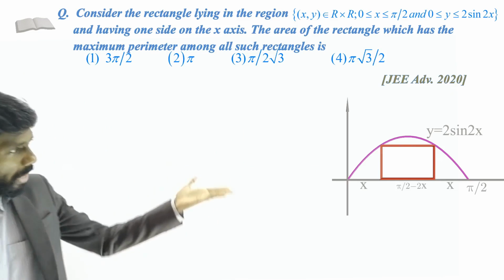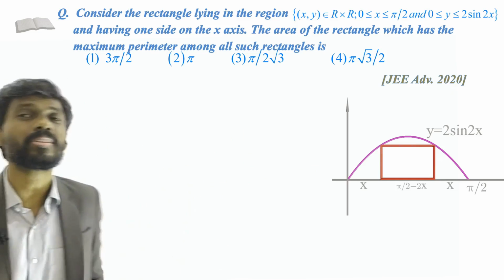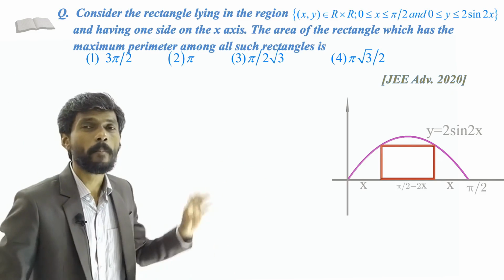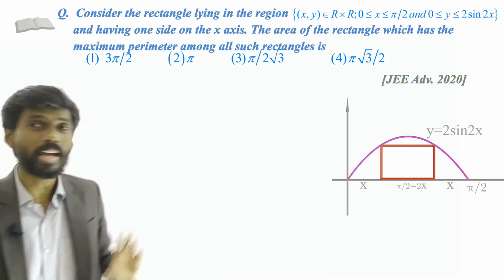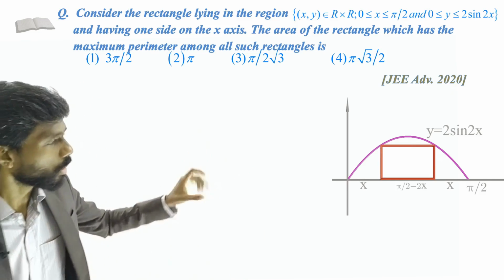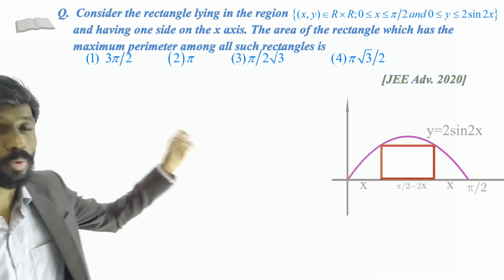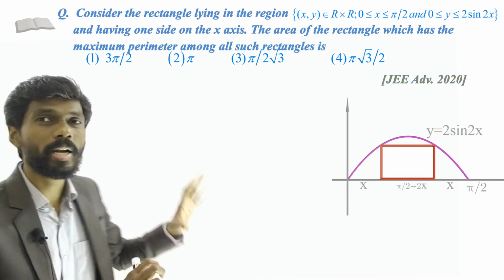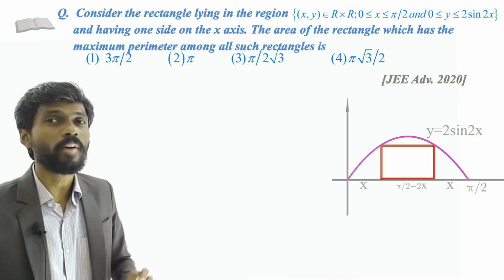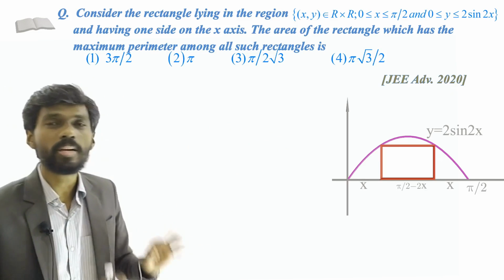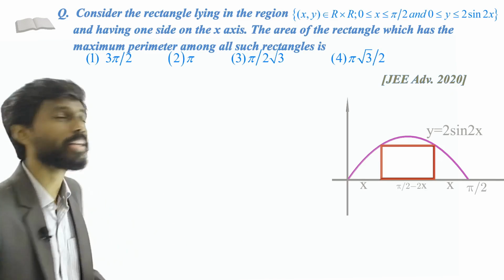That means one side of the rectangle, the base, has total length pi by 2 minus 2x. Similarly, the height: this vertex lies on the curve, so the height is 2 sine 2x. So the length and breadth are both known. That means we can find the perimeter of this rectangle and then find its maximum value. Alright, so let us find it.